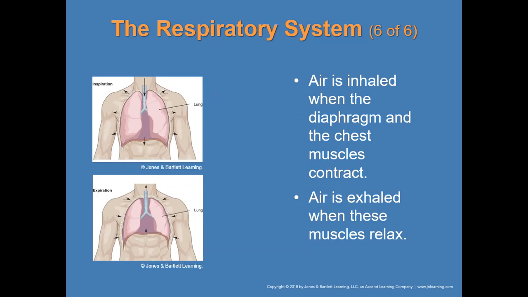So here we talked about the diaphragm. As you can see, air is inhaled when the diaphragm of the chest contracts, and then when it relaxes, air is exhaled and it's pushed out. So as you can see in the top picture here, when they contract that muscle, it actually drops down and opens up the lungs for air to come in. And as it relaxes, all the air is pushed out.